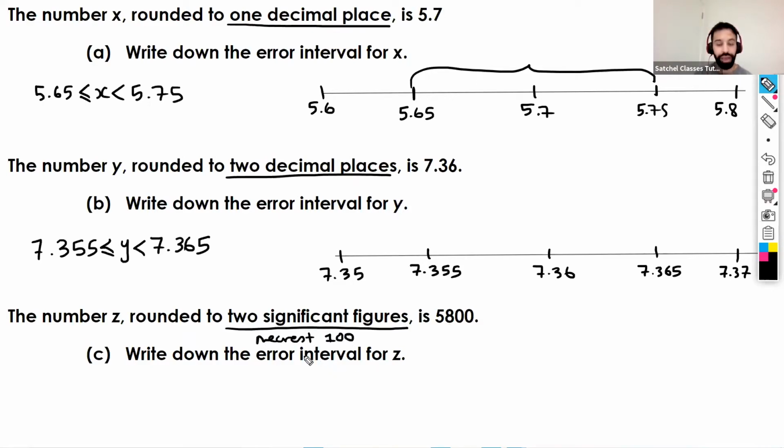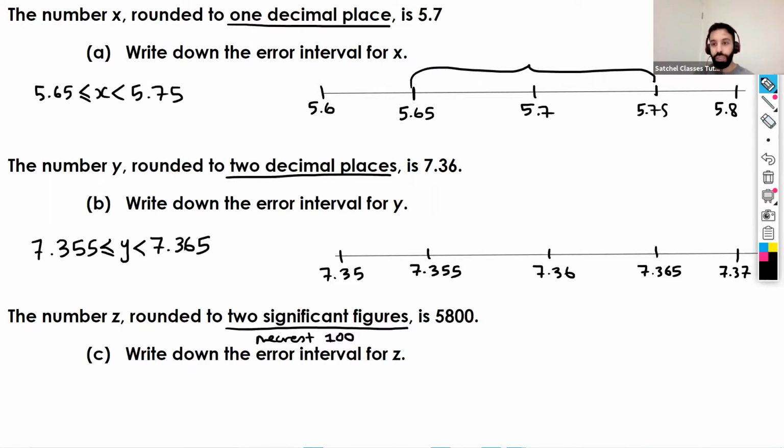So in this example, two significant figures just means to the nearest 100. If, say, for instance, the question said the number z has been rounded to one significant figure, well, the first significant figure is in the thousands, so the number would have been rounded to the nearest 1,000. So just be mindful of the wording, especially where they give you significant figures. All right, so write down the error interval for z.